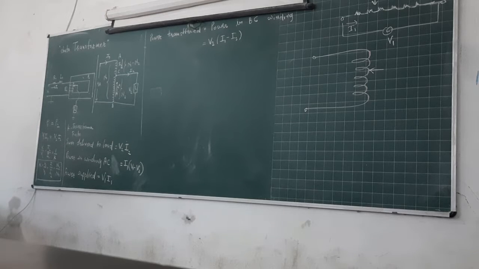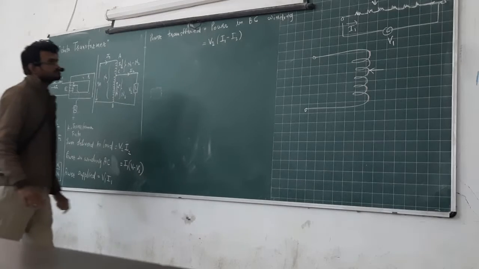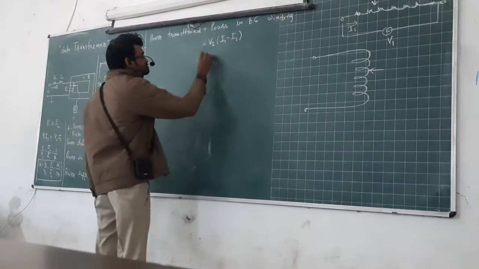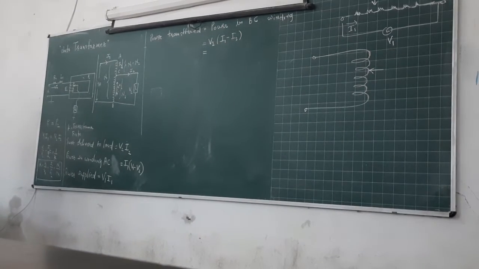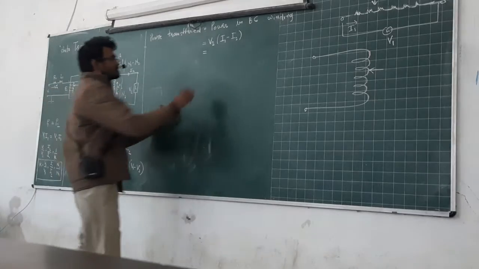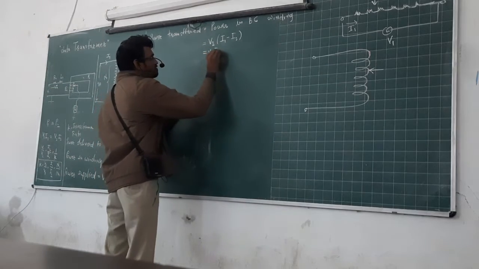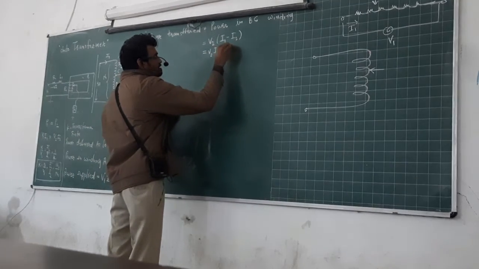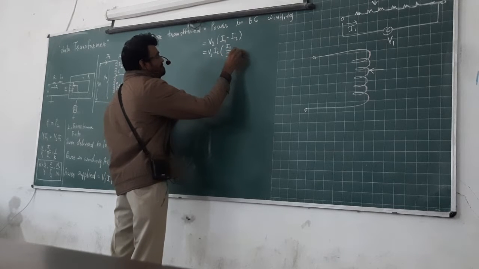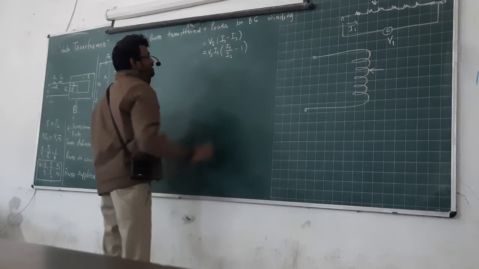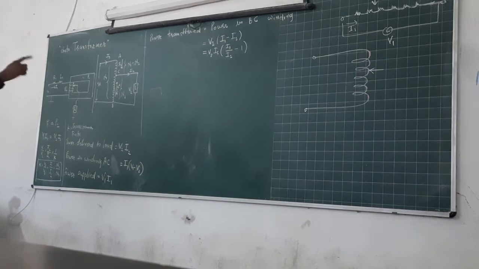Now we can do a little bit of modification by using this transformation ratio. Take I2 as common from this equation. So V2 I2, here I1 by I2 minus 1. V2 I2 times I1 by I2 minus 1.